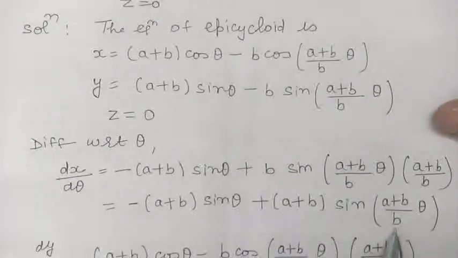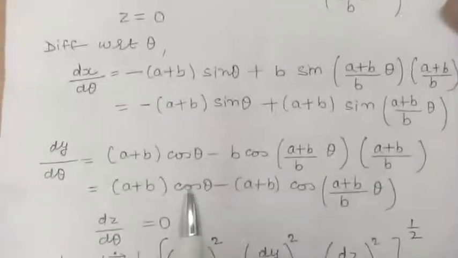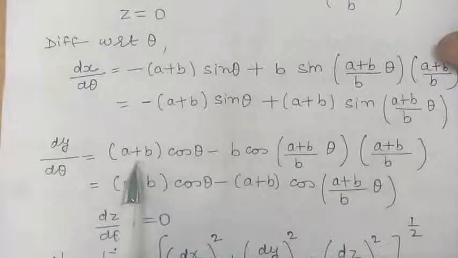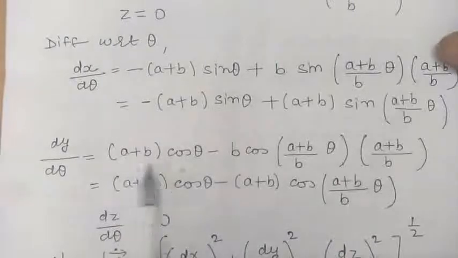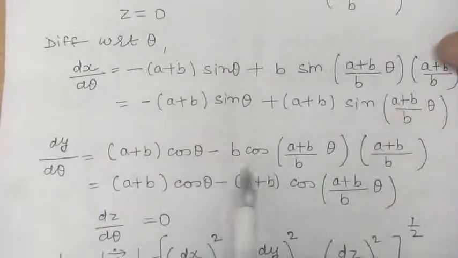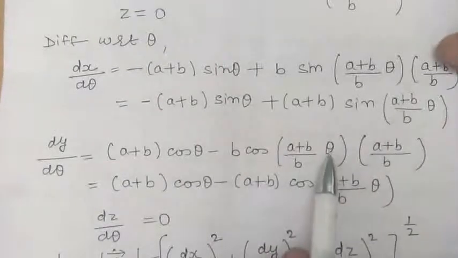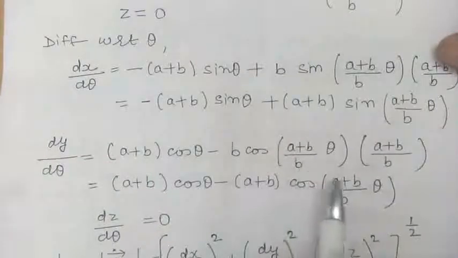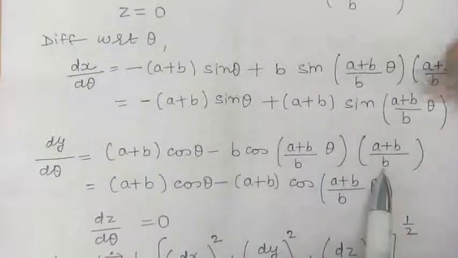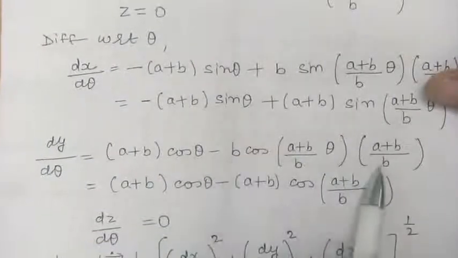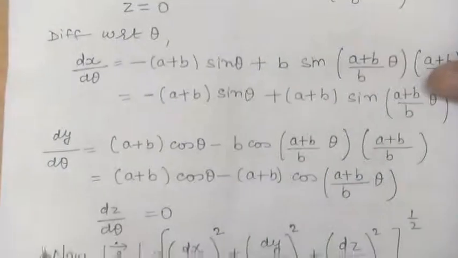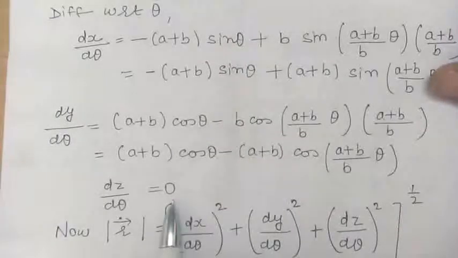Now let us find the derivative of y, that is dy by d theta. On the right side, a plus b is constant. The derivative of sin theta is cos theta, minus b as it is. The derivative of sine is cos of ((a plus b) theta by b), into the derivative of (a plus b) theta by b, which is (a plus b) by b. Now this b is cancelled with this b, so we get the value of dy by d theta. Now z is 0, so dz by d theta will be 0.